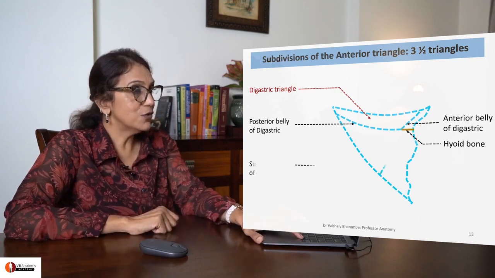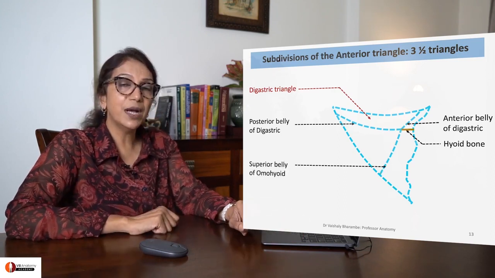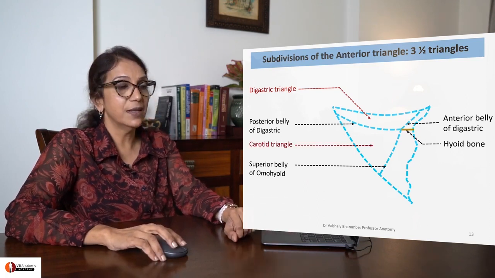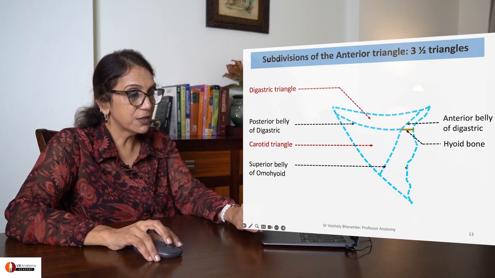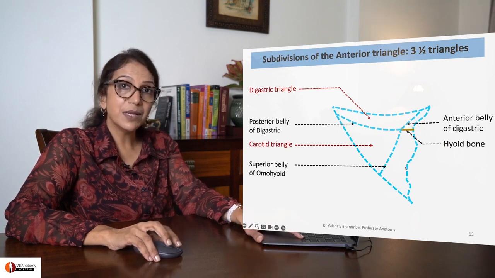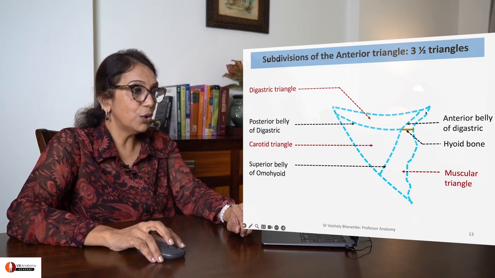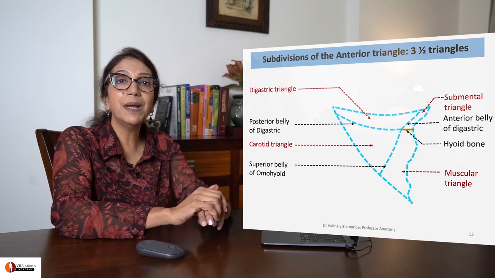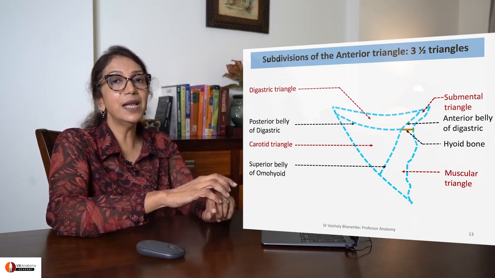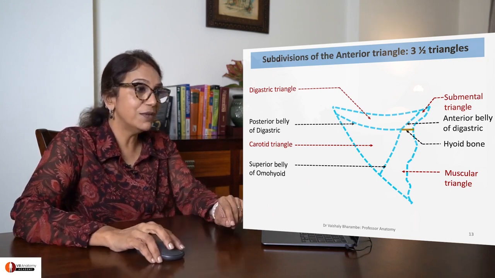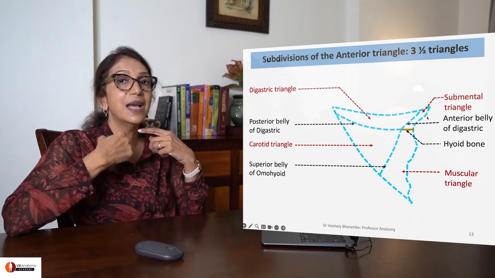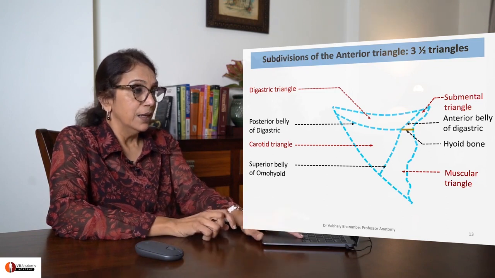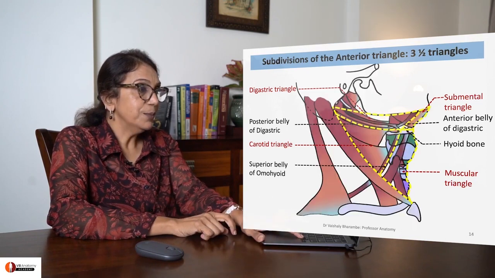Similarly here, please draw the superior belly of omohyoid. Again, a new triangle is formed called as the carotid triangle. In the front, another triangle gets formed called as the muscular triangle. And here on the top, a tiny little triangle is formed which is half of the submental triangle. So, submental triangle will be bound by anterior belly of digastric on both the sides and then bound below by the hyoid bone. If you've drawn this, let's continue.